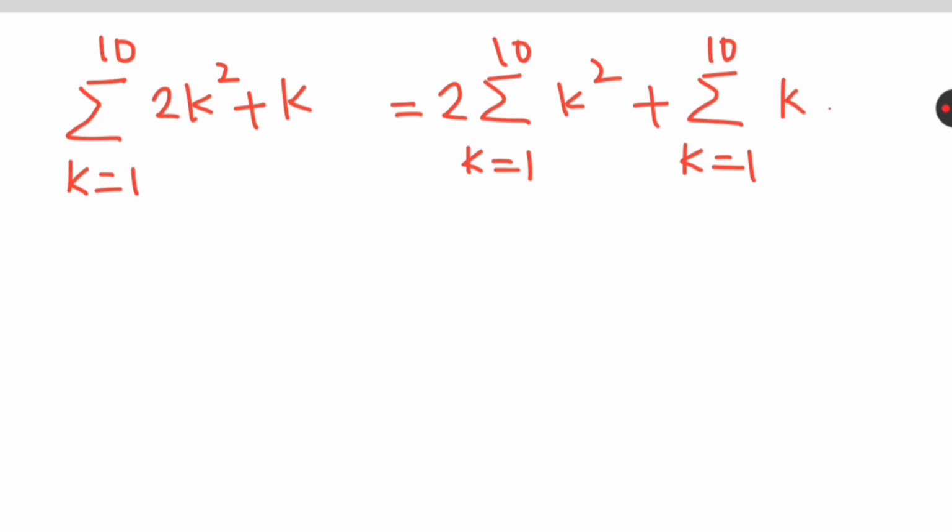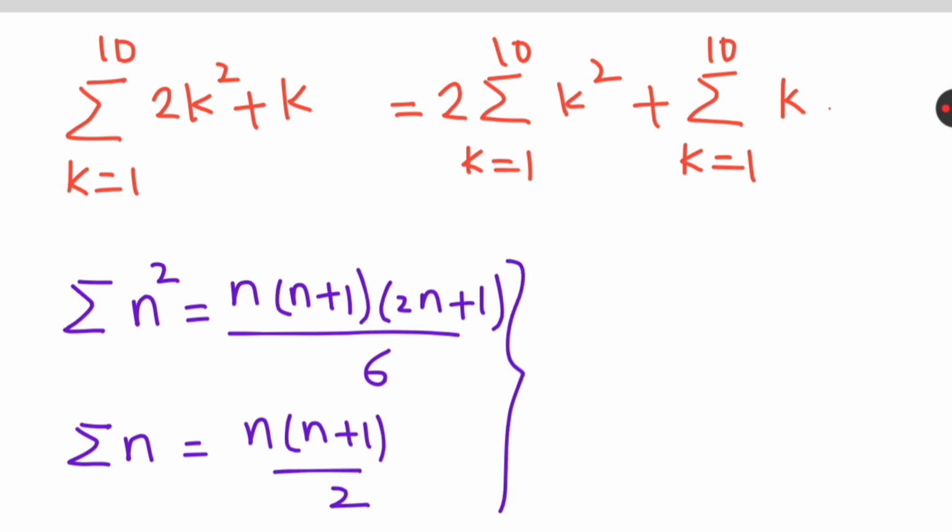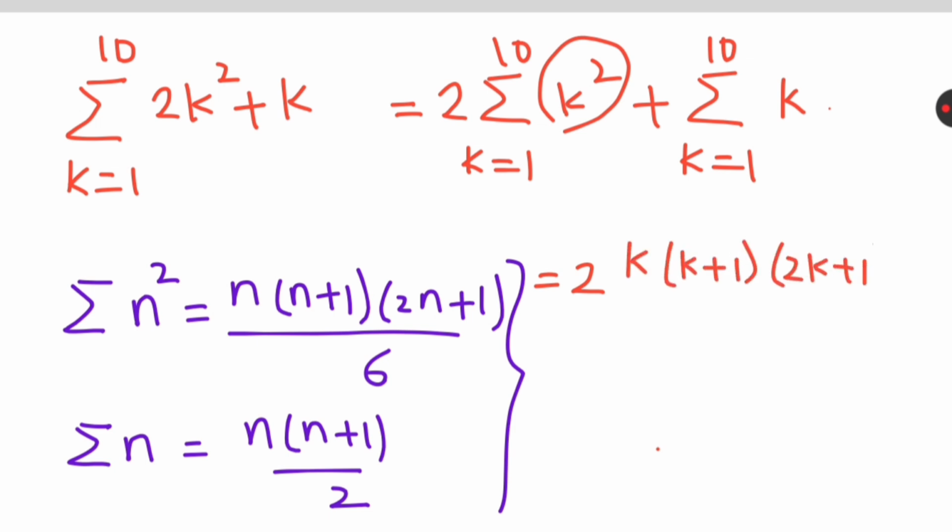Now you need to recall the formulas. So what is the summation of k power 2 formula? The summation of n power 2 formula is n times n plus 1 times 2n plus 1 over 6. And what is the summation of k? The formula is summation of n equals n times n plus 1 over 2. So these are the formulas. So let's use that. That is equal to 2 times, for k power 2, the formula n times n plus 1 times 2n plus 1, so you can write this as k times k plus 1 times 2k plus 1 over 6.